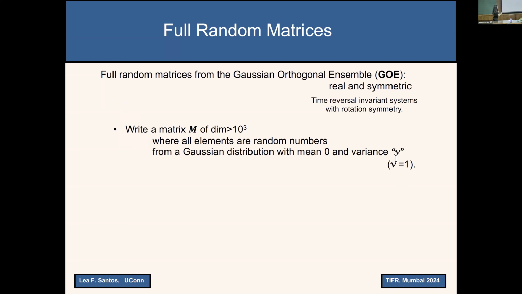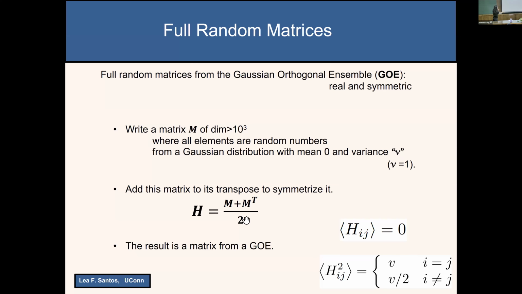And then what do you do? You create the transpose of this matrix, add the two, divided by two. Now you have a matrix that is real and symmetric. So what we have now: the mean of all the elements is zero, and the second moment is going to be, in the diagonal, that variance that we chose, so one in our case, and off the diagonals, half.